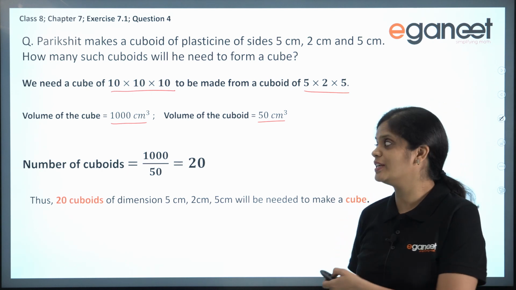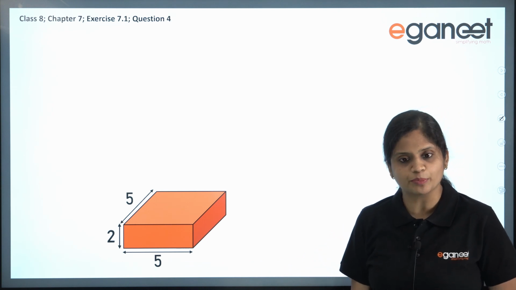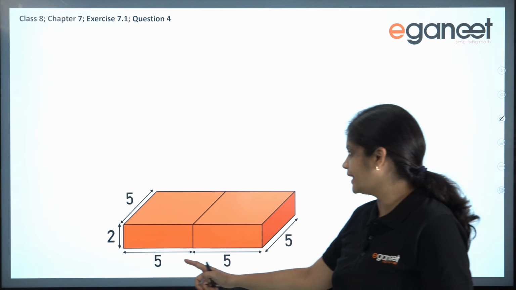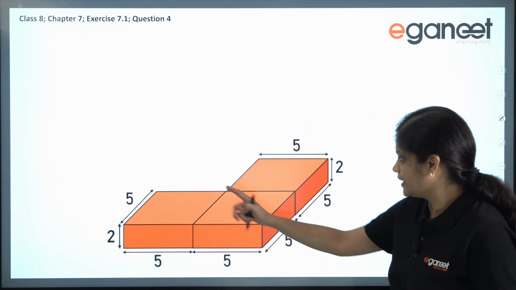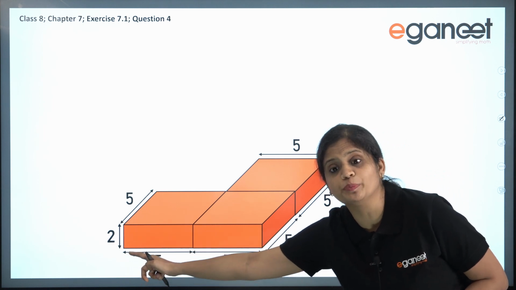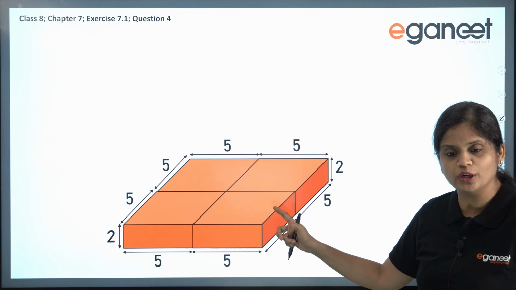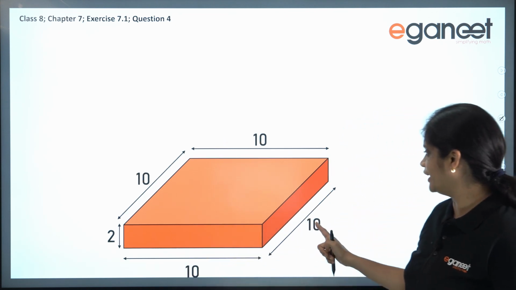Let's observe this very carefully with the help of a diagram. This was the given cuboid. Suppose I place one just next to it. What happens? I get the length as 10. Now, suppose here this is the height which still remains to be 2. So, let's observe the width. When I place 2 more next to it, so I get 5 and 5, 10 and here also 10.